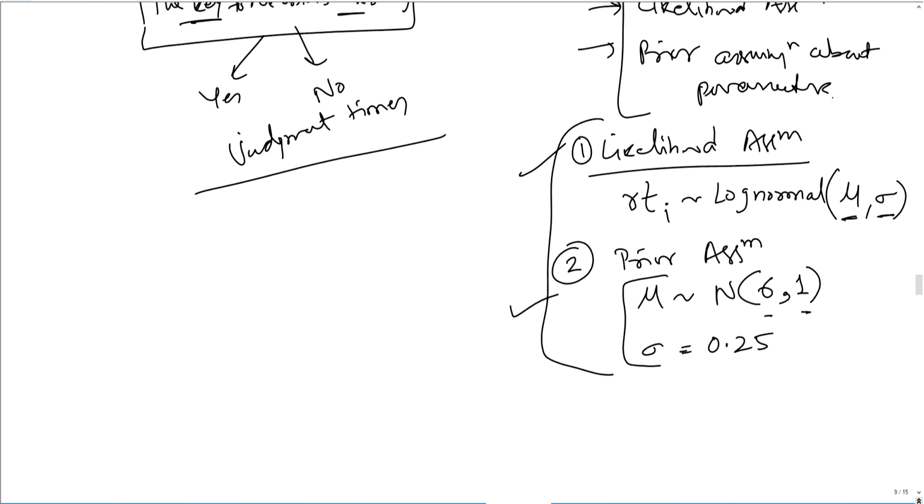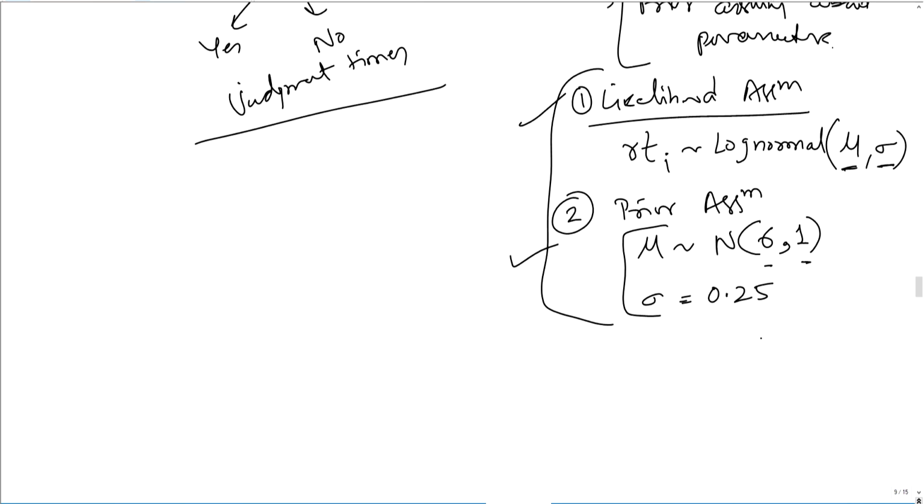You have a prior belief that the parameter mu is somewhere around 6 and sigma is equal to 0.25. Given this prior belief, what kind of data would the model generate on a judgment task? That is what we want to figure out, and that is what we call prior predictions of the model. Basically, these are the predictions of the model under the prior assumptions before seeing any data at all.